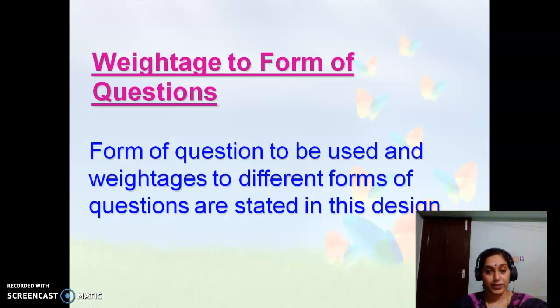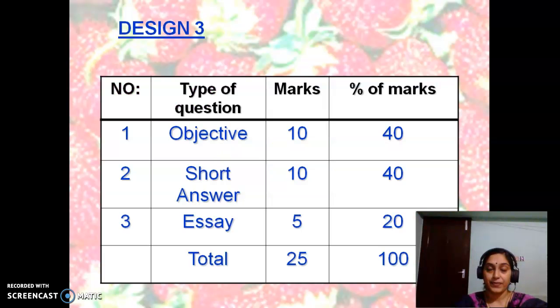Weightage to form of questions. Form of question to be used and the weightages to different form of questions are stated in this design. An example is given here: objective, short answer, and essay.